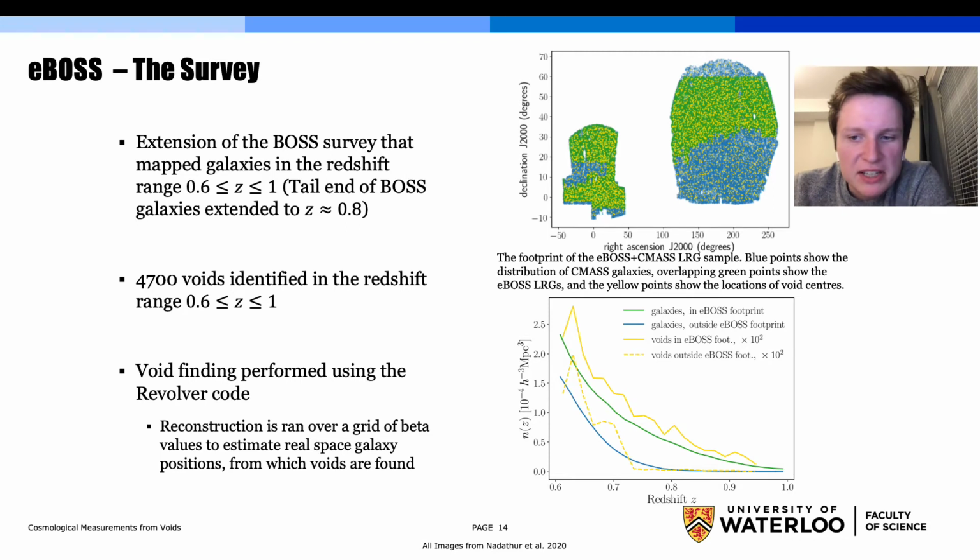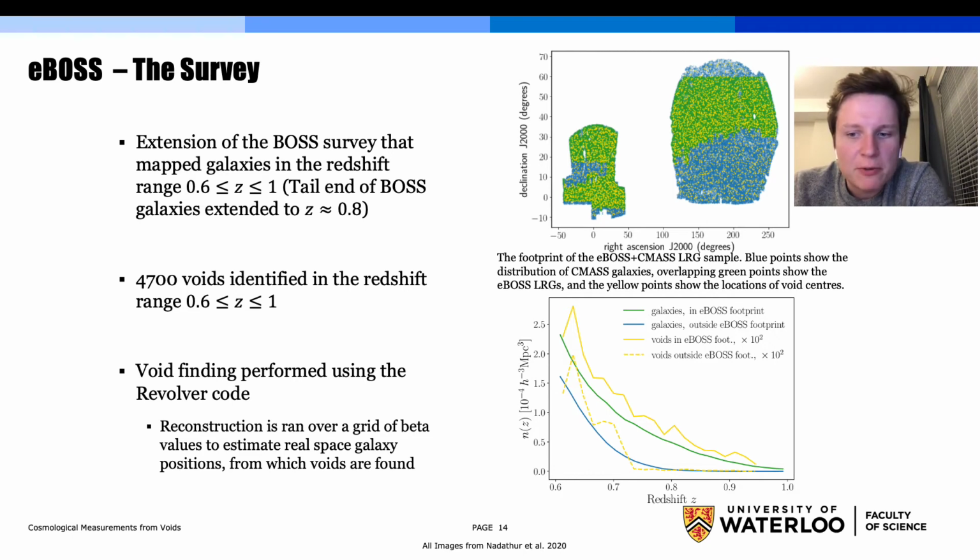In the bottom, you can see the density profiles for the CMASS footprint, the eBOSS-only footprint, as well as the density profile of the voids in these two regions. When we ran our void finding on this data, we found approximately 4,700 voids in the sample that passed all size cuts. The void finding is done using the REVOLVER code, which is publicly available on GitHub. Look under Seshadri's GitHub account.